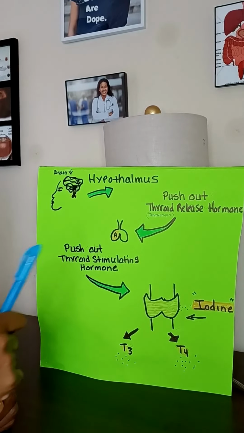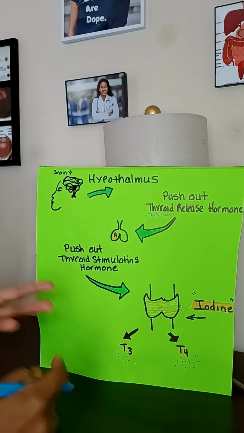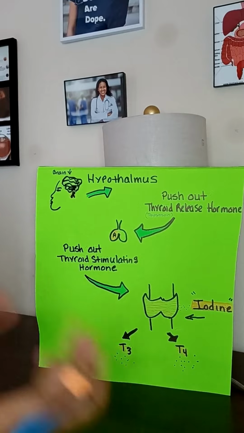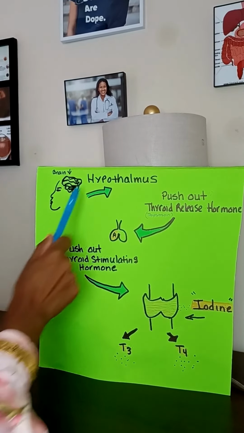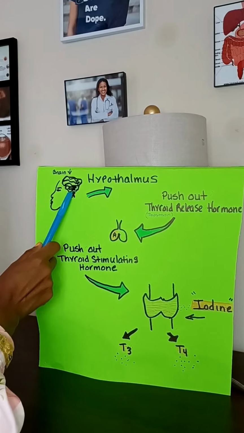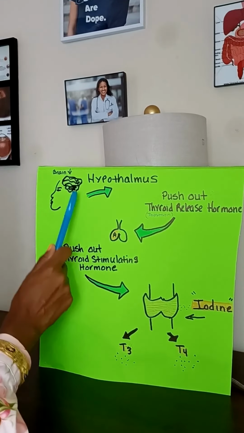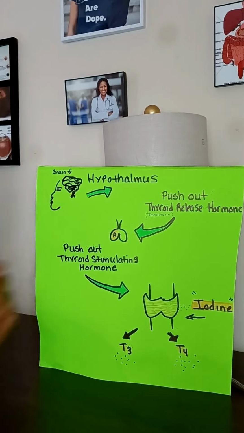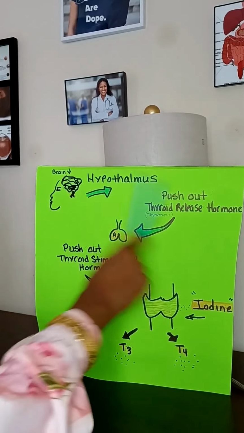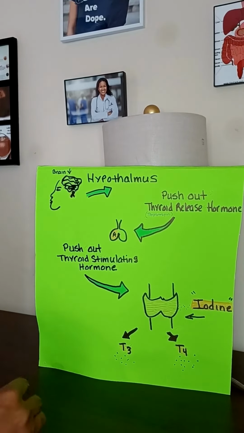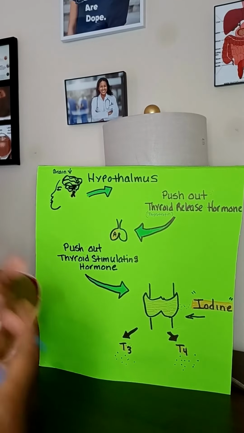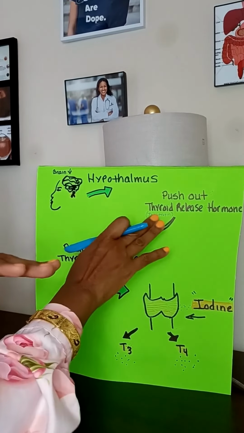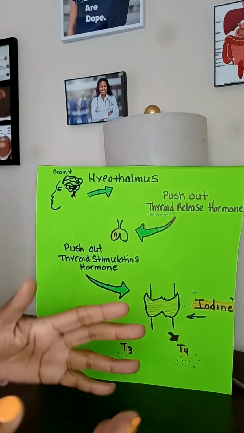Some of the words I'm going to be using today, like push out, really mean secrete, but I'm trying to keep from any medical jargon so people can understand, okay? So in your brain, you have a gland called the hypothalamus. There's two little lobes, the posterior and the anterior. We are going to focus on the anterior part. The hypothalamus is going to push out a hormone called thyroid-releasing hormone, which is actually called thyrotropin, but we're going to say thyroid releasing hormone for medical purposes.